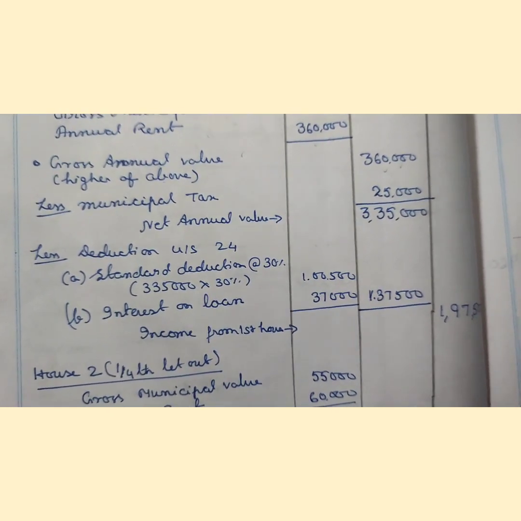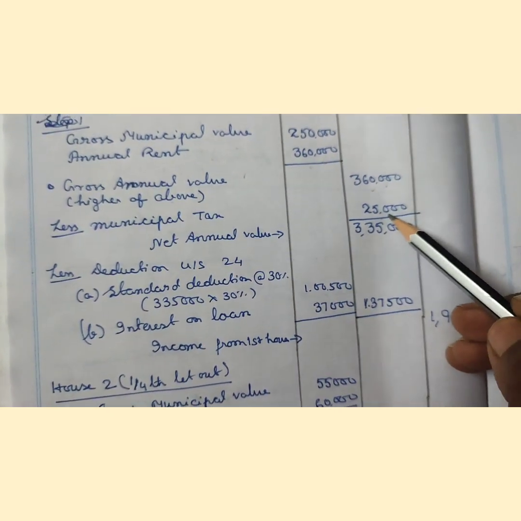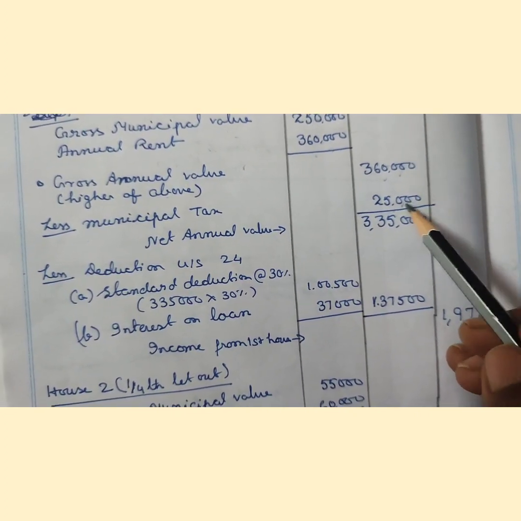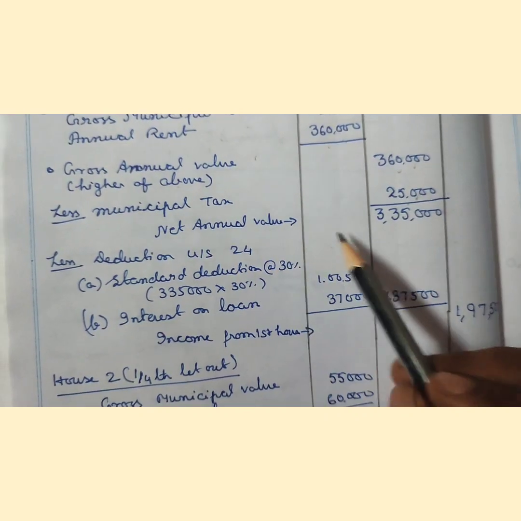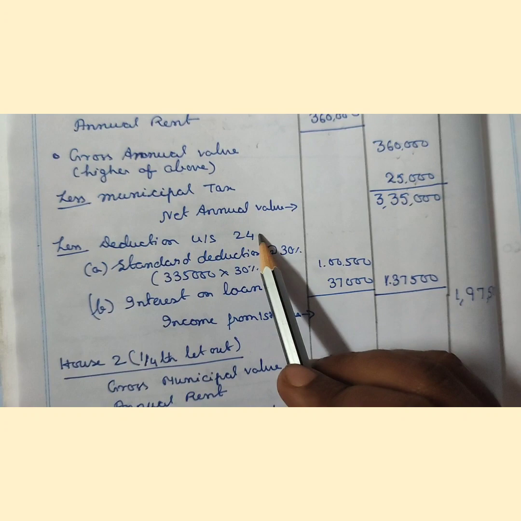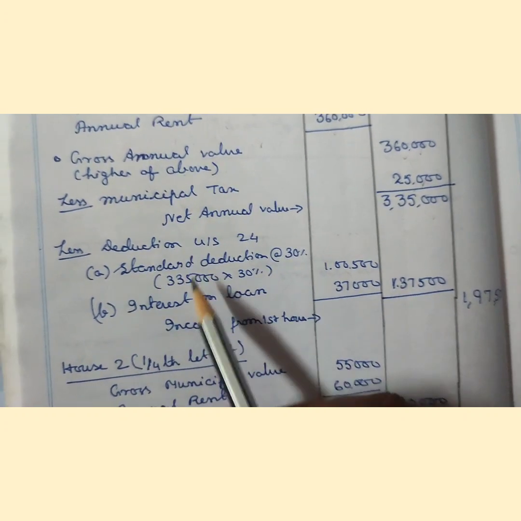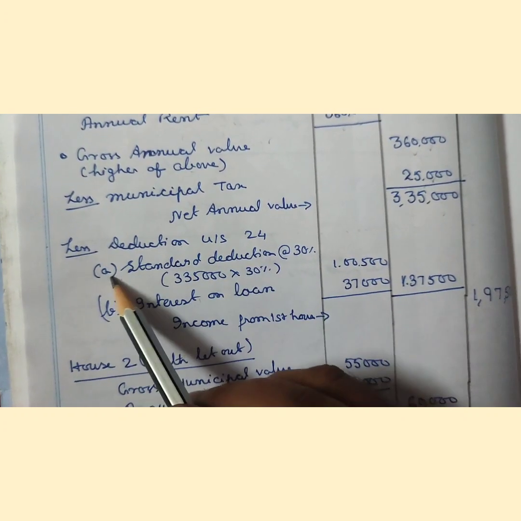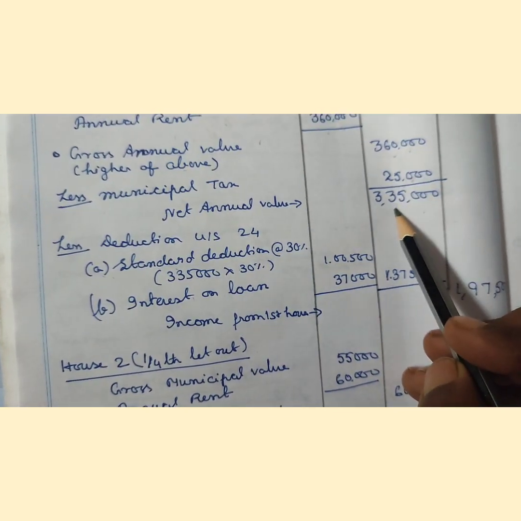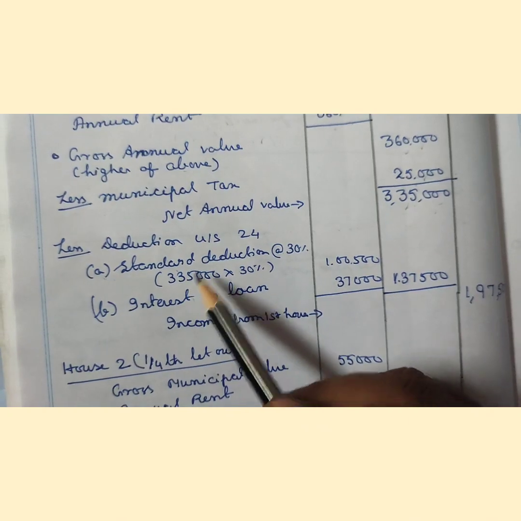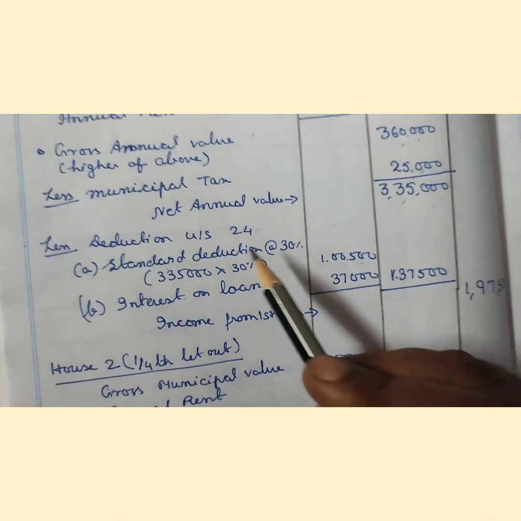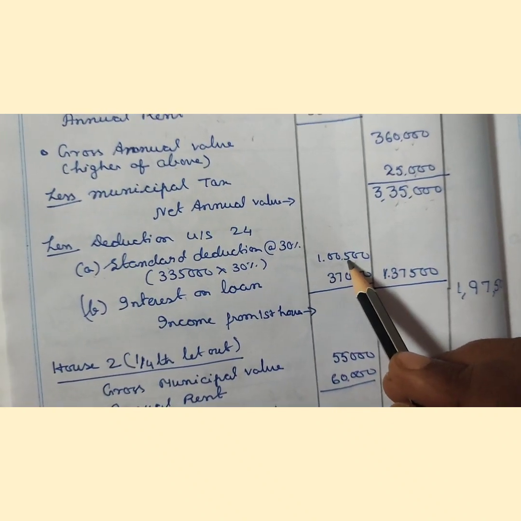So we have to assume that municipal tax is paid by the owner and the whole amount is deductible. After deducting this from gross annual value, we get net annual value 3,35,000. Now deduction under section 24. Two deductions are there. One, clause A, standard deduction, which is 30% of net annual value. Now here net annual value is 3,35,000 and 30% of that is 1,05,000. This is the deduction under section 24.